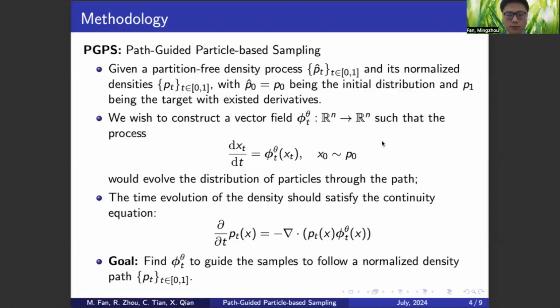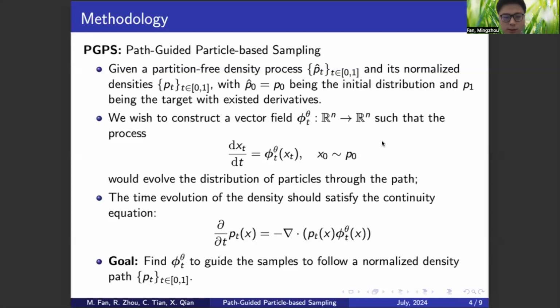And now I'm going to briefly describe our method, path-guided particle-based sampling, or PGPS. In PGPS, we have a predefined partition-free density path p hat t, so that we can avoid estimating the normalizing constant. And here we write this normalized p t simply for illustrative purposes. We set this p hat 0 equal to p0, which is the initial distribution, and this p hat 1 to be the unnormalized target distribution.